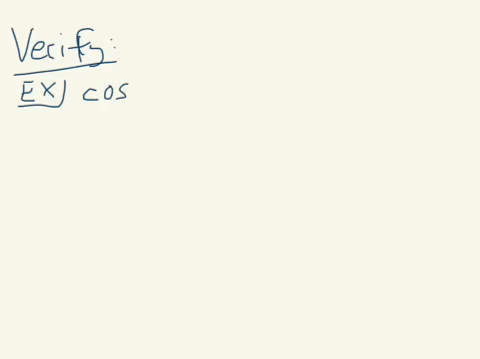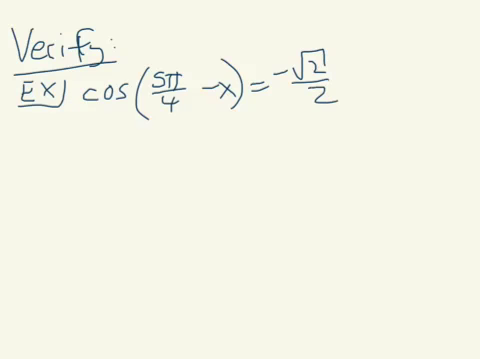So next up, we're going to do some of our favorite problems, the verify problems. Verify the identities. These really are not as hard as the verify problems from 5.2. So I'm going to do a couple of these here. Cosine of 5π/4 minus x equals -square root of 2/2 times cosine x plus sine x. What a weird problem this is.